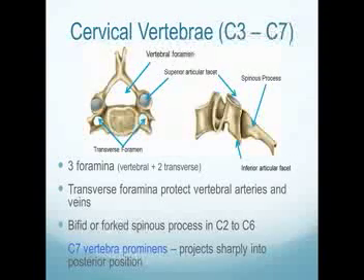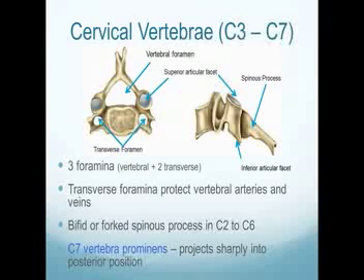Now, another unique feature here is we actually see a bifid or forked spinous process in cervical vertebrae C2 through C6. So if you look at the image there, take a look at the spinous process. The spinous process has a forked appearance, and that's indicative of it being a cervical vertebra.